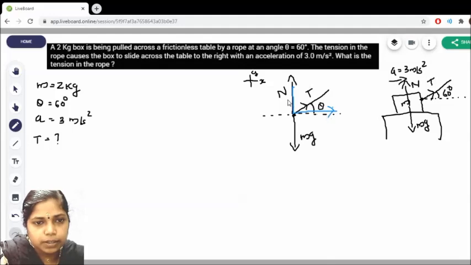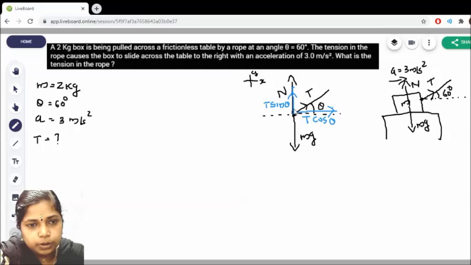The tension component lying near to the angle theta will be T cos theta, and the opposite will be T sin theta, right? So we resolved all the forces. Now we have three forces acting along the vertical direction: the normal reaction, T sin theta and mg. Only one force is acting along the horizontal direction, that is T cos theta.